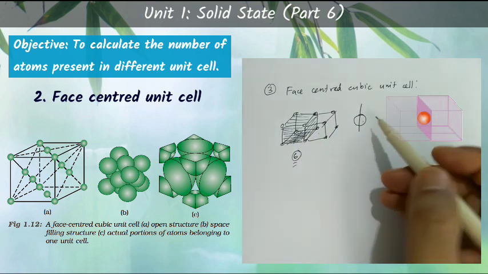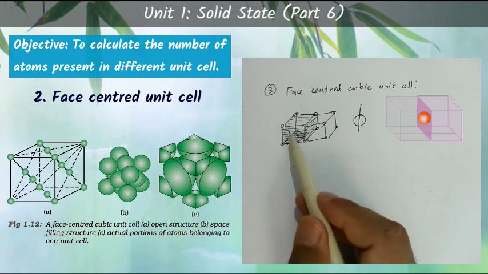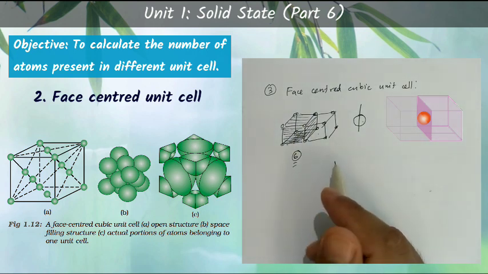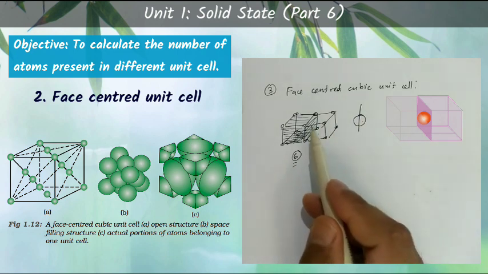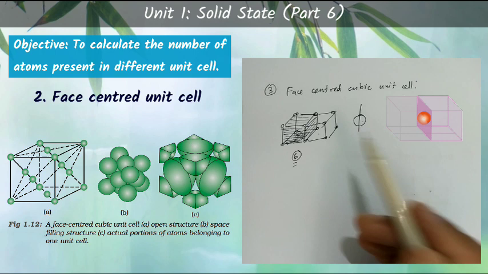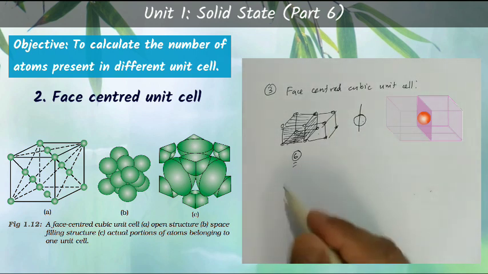So that means one half of contribution will be coming from one atom for each face. Okay, understand? For this face it is one half, for this face it is one half. So total 6 faces, 6 into one half. That means 3 atoms will be there. Okay, 3 atoms will be coming from the faces. That means the contribution from the face atoms will be 3. Understand? So we can use this concept now to calculate this.